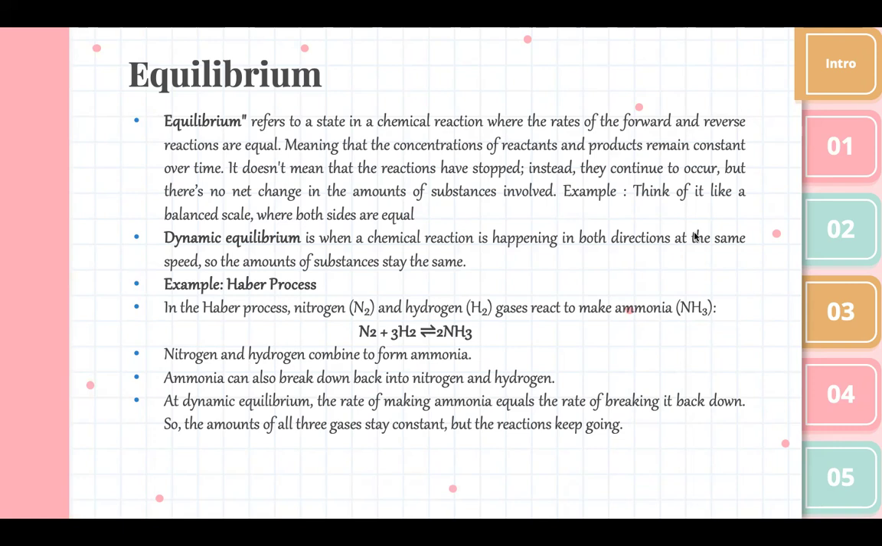Dynamic equilibrium is when a chemical reaction is happening in both directions at the same speed, so the amounts of substances stay the same. Example: the Haber process. In the Haber process, nitrogen and hydrogen gases react to make ammonia. Nitrogen and hydrogen combine to form ammonia. Ammonia can also break down back into nitrogen and hydrogen. At dynamic equilibrium, the rate of making ammonia equals the rate of breaking it back down. So, the amounts of all three gases stay constant, but the reactions keep going.